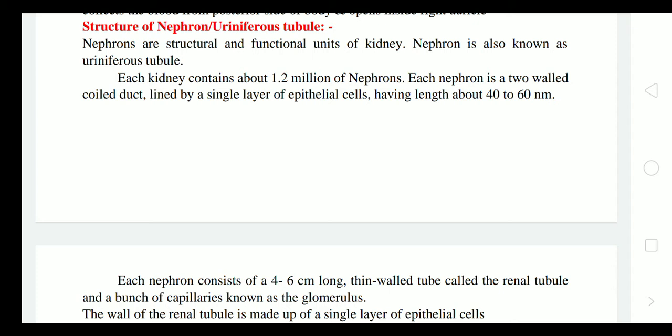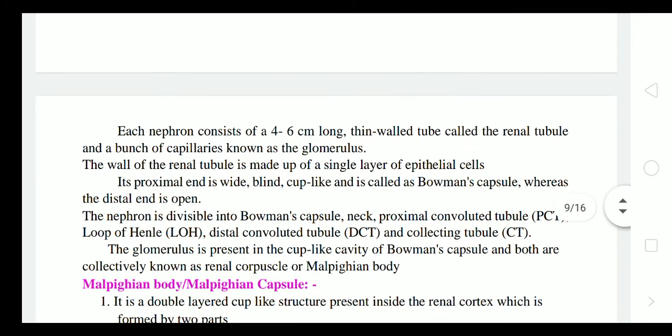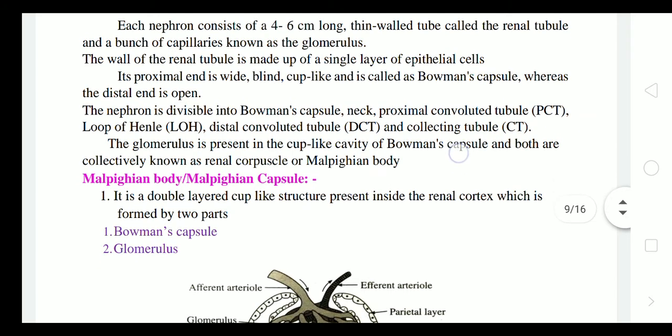lined by a single layer of epithelial cells which help in absorbing material, having a length of about 40 to 60 millimeter. Each nephron consists of a 4 to 6 centimeter long thin walled tube called renal tubule and a bunch of capillaries which are present inside a cup-like structure. That bunch of capillaries is known as glomerulus. The wall of the renal tubule is made up of a single layer of epithelial cells for absorption.